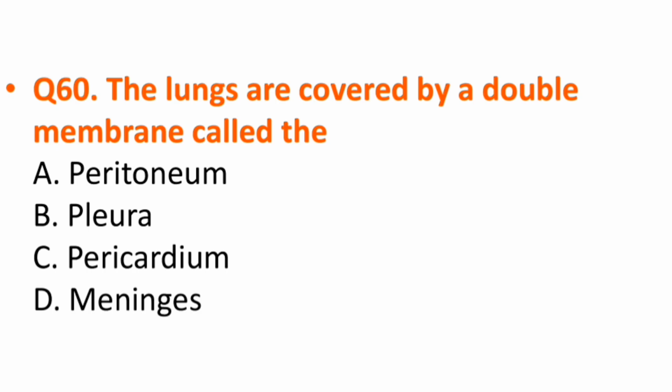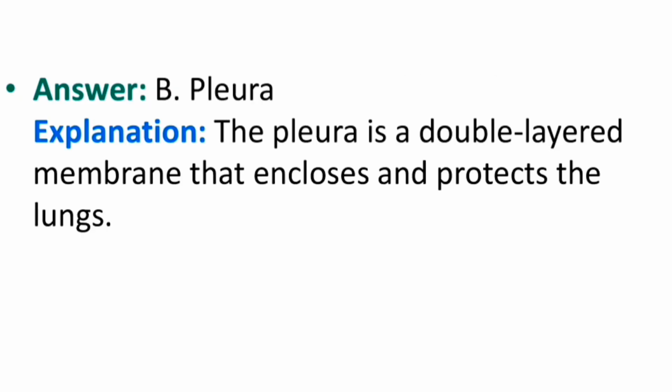The lungs are covered by a double membrane called the: option A, peritoneum, option B, pleura, option C, pericardium, option D, meninges. The correct answer is option B, pleura. The pleura is a double layer membrane that encloses and protects the lungs.